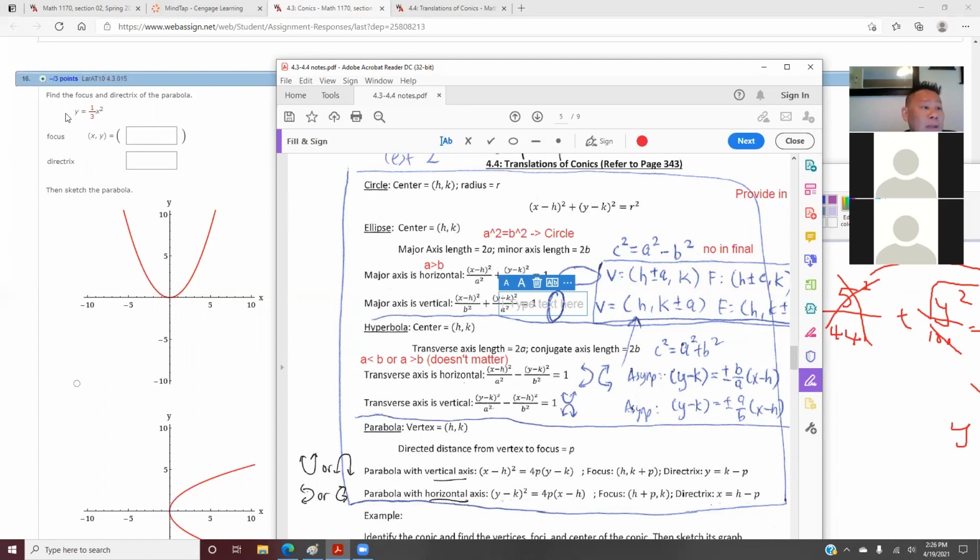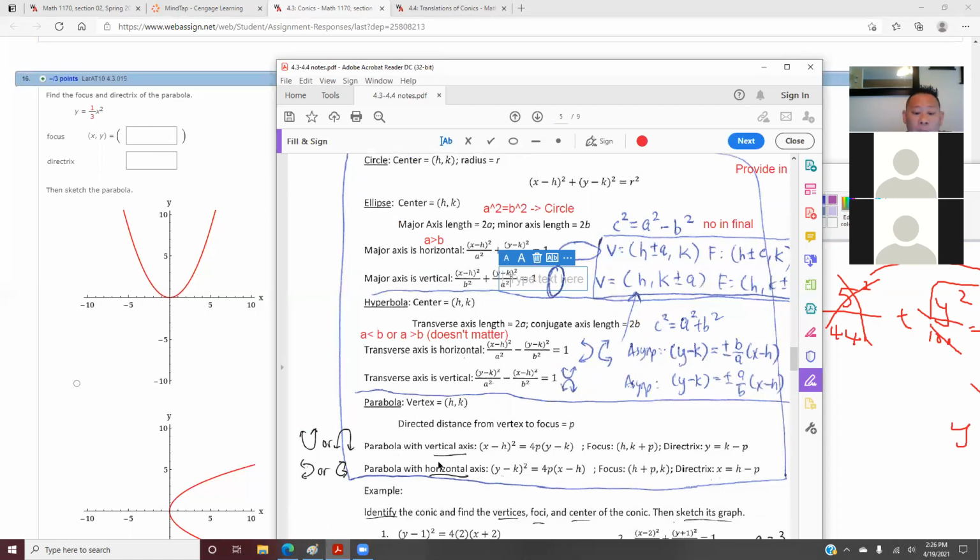So if you look at question number 16 here, you notice this is a parabola because only one variable is squared. The other one doesn't have a square on it. To be more specific, you figure out which one has the square. Looks like your x has the square. So that means this is a parabola with a vertical axis, meaning it opens either upward or downward, depending on your p.